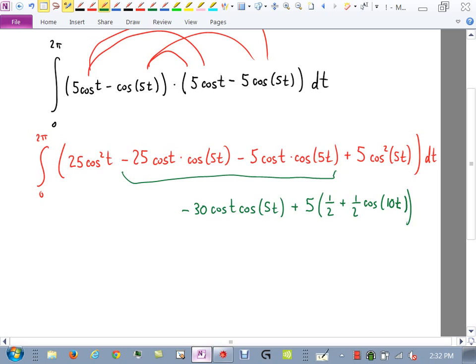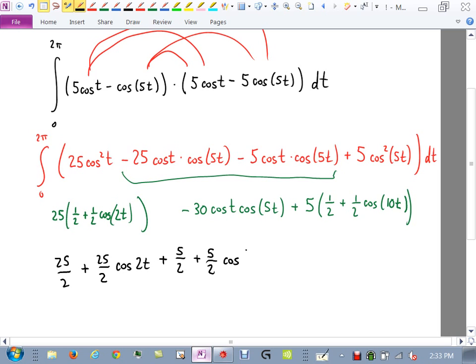It's 2 times whatever was there. So if it was a 5t, if you power reduce, it becomes a 10t. And then that first one becomes, let's see, 25, again, 1/2 plus 1/2 cosine, this time what? 2t. The first two here, I'll write it out, 25 halves plus 25 halves cosine 2t. Let me pull those two from the back out front, plus 5 halves plus 5 halves cosine 10t.